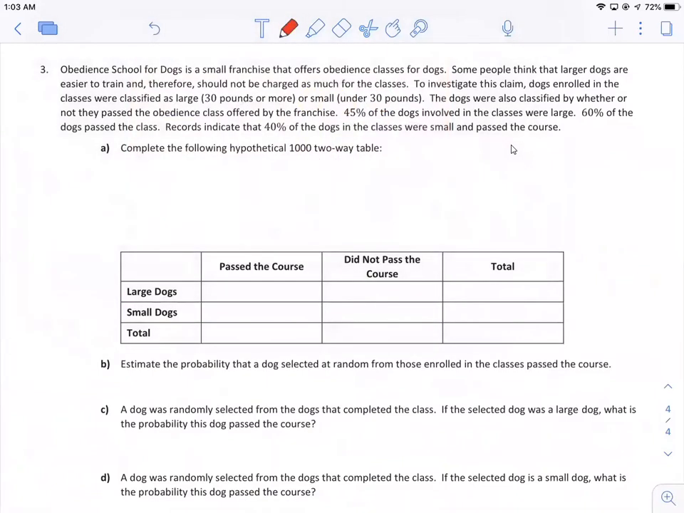So one more example down here. Obedience School for Dogs is a small franchise that offers obedience classes for dogs. Some people think that larger dogs are easier to train and therefore should not be charged as much for classes. To investigate this claim, dogs enrolled in the classes were classified as large if they were 30 pounds or more, or as small if they were under 30 pounds. The dogs were also classified by whether or not they passed the obedience class offered by the franchise. 45% of the dogs in the class were large, 60% of the dogs passed the class. Records indicate that 40% of the dogs in the classes were small and passed the course.